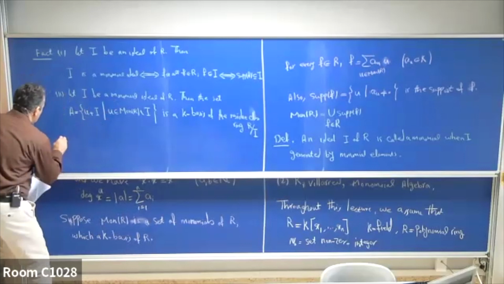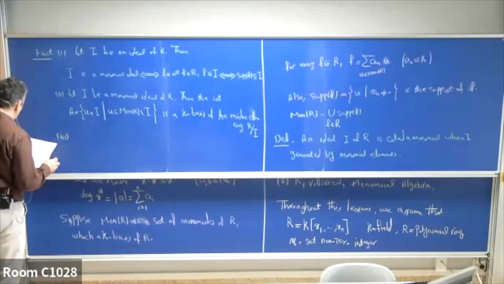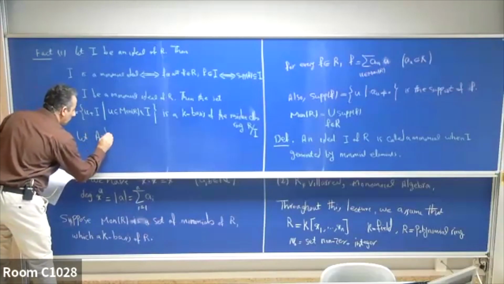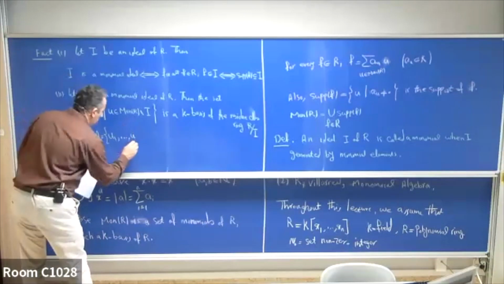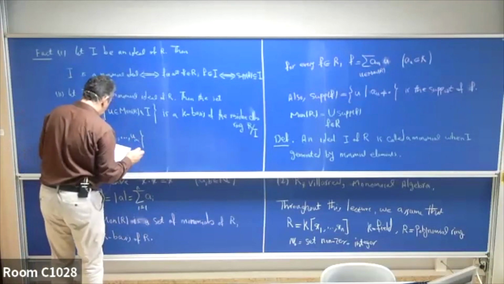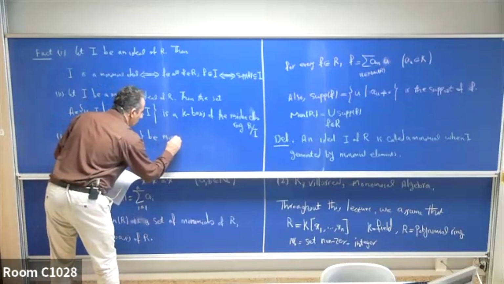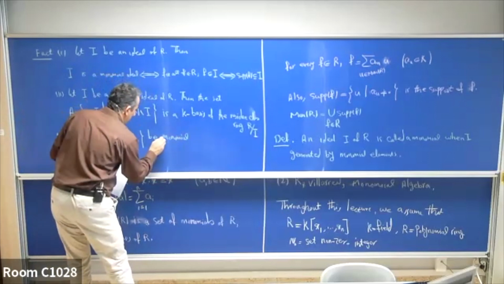In fact, we have: let I be equal to (u1, ..., um), where u1, ..., um is a monomial system of generators.